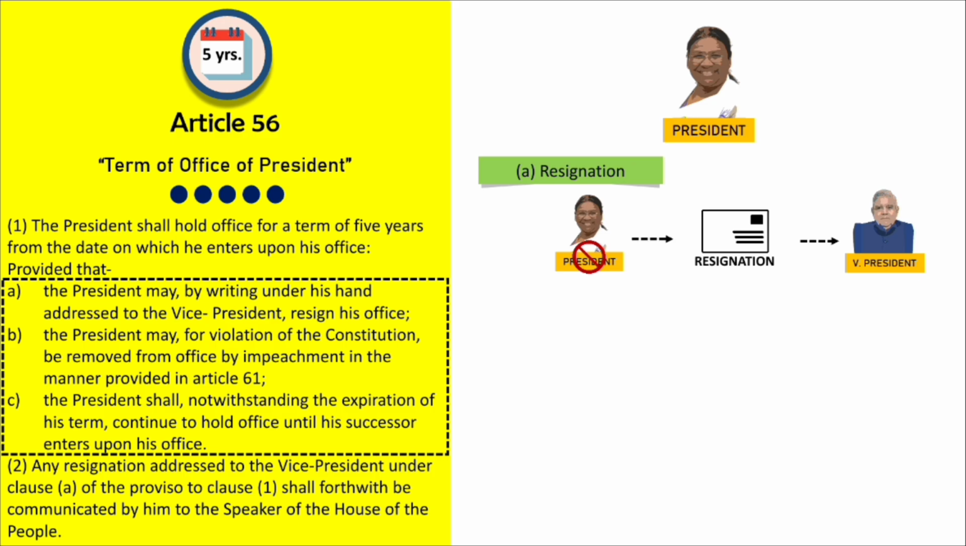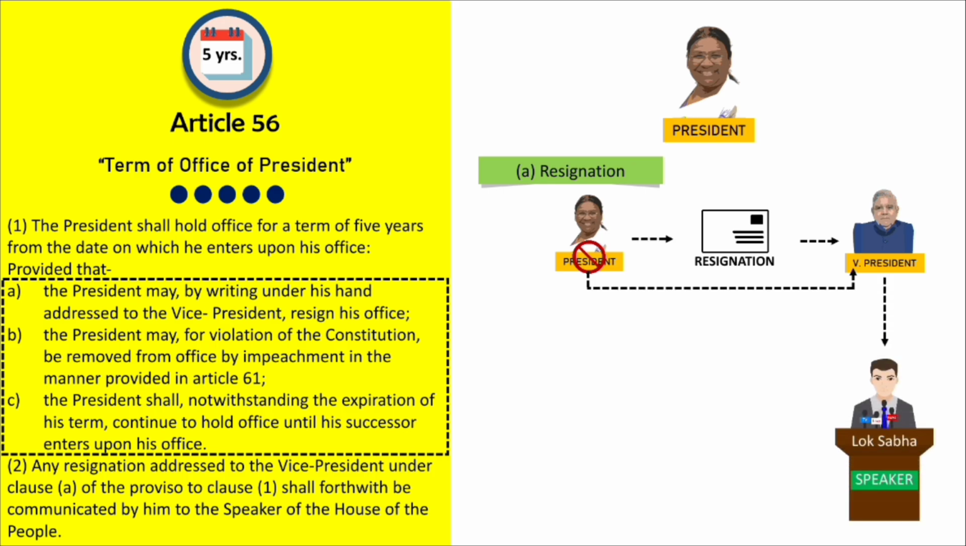Now the second clause of Article 56 is related to subclause A of the first clause. In subclause A, what we discussed? We discussed that the President of India can resign from office by writing a resignation letter to the Vice President of India, right? Now, according to this second clause, if the President writes a resignation letter to the Vice President, the Vice President must immediately tell the Speaker of the Lok Sabha.